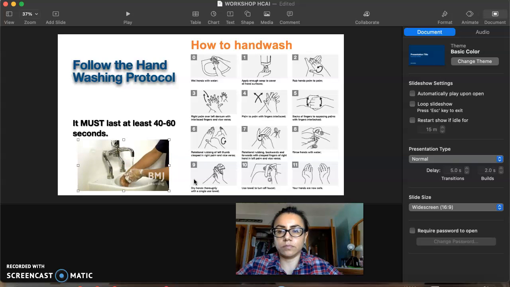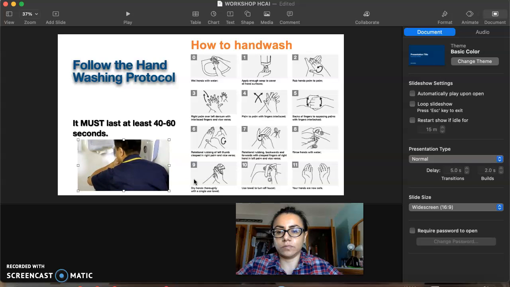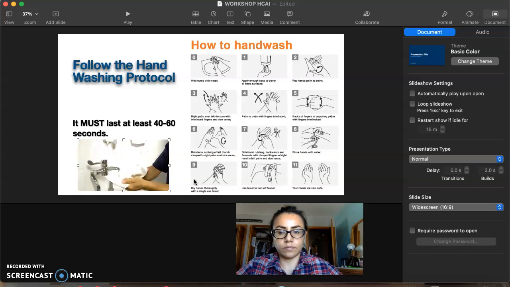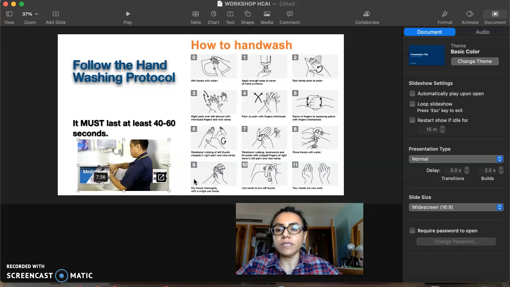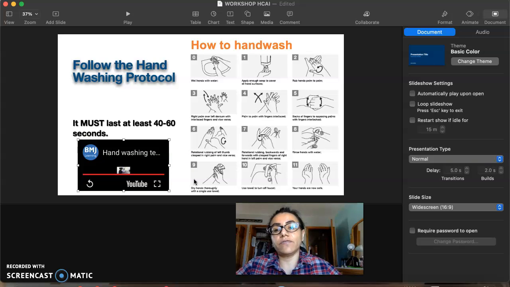Now rinse off all the soap from your hands. And turn off the taps either using your elbow or a clean paper towel, and dry your hands thoroughly. Let's not forget that this process must last at least 40 to 60 seconds.